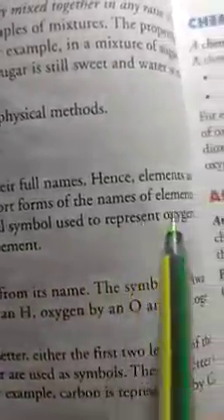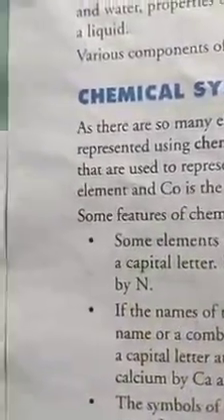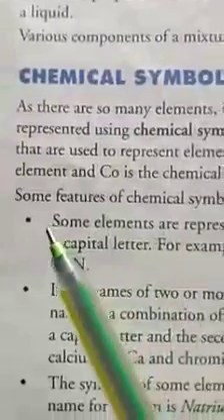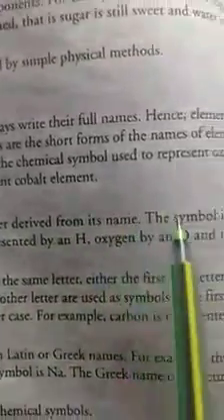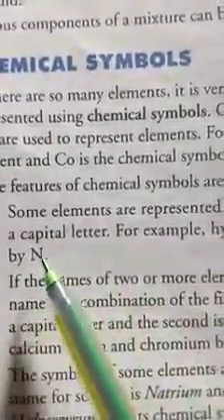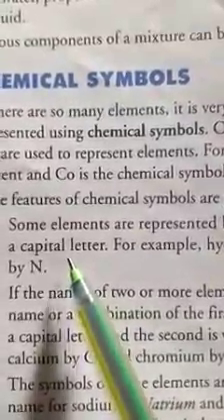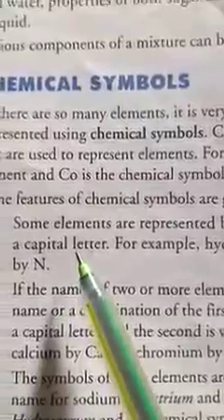For example, O is the symbol used to represent oxygen. Co is the chemical symbol that represents the element cobalt. So dear students, what does a symbol represent? A symbol represents the name of the element. Now some elements are represented by a single letter derived from their name. The symbol is always a capital. Dear students, the symbol of any element is always a capital letter.